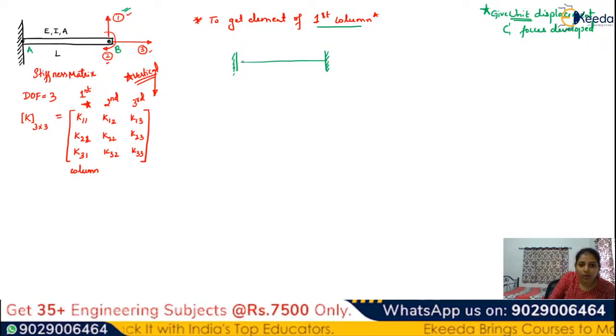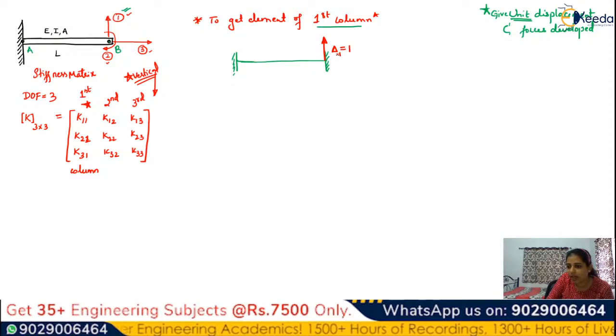Okay. Now what did I tell you? Whenever we want to develop the stiffness matrix, we have to give unit displacement and see what forces are developed. In the direction of the first coordinate, you need to give unit displacement. Like this. See, this is the first coordinate, right? So I am giving a displacement equal to 1. Basically, I am giving unit displacement in the direction of coordinate 1.